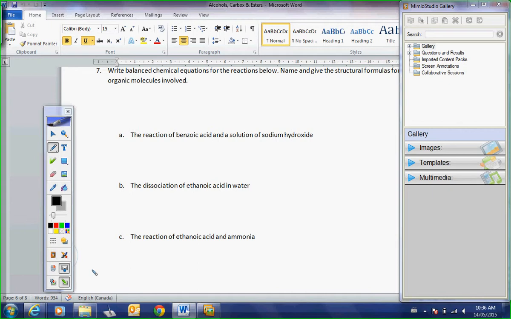So the reaction of benzoic acid, which looks like a benzene ring with a COOH off of it, and sodium hydroxide. So who's going to gain the proton here? Na? The Na gains the proton? No, the OH. The OH gains the proton to form water. You could say that the proton donor is sodium hydroxide, but more specifically it's the hydroxide part of sodium hydroxide.